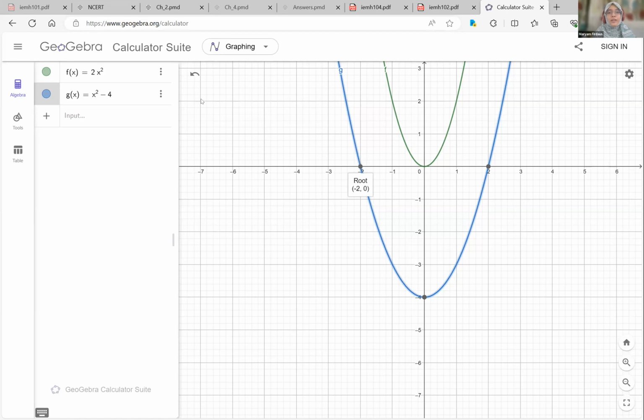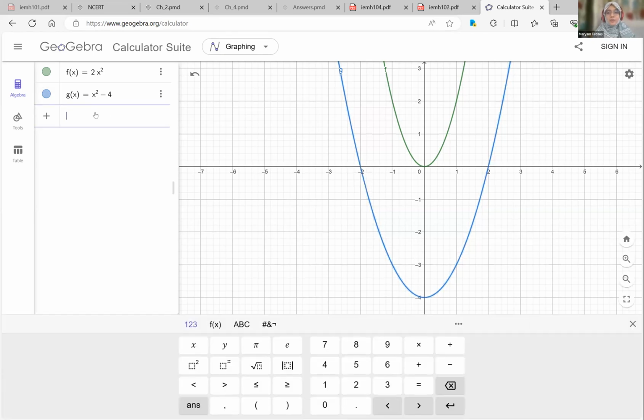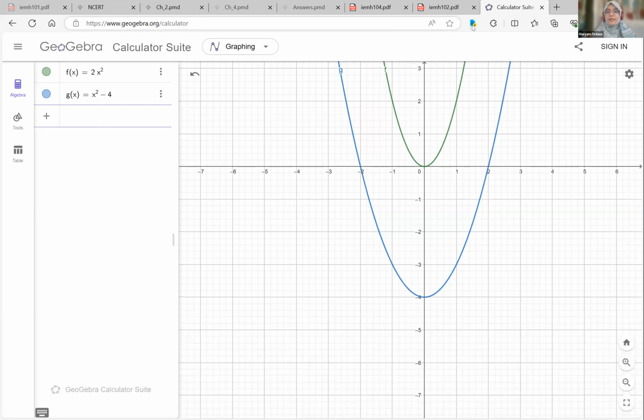Here we have a quadratic equation. So this one has 2 roots. When you have a cubic equation, you're going to have 3 roots. Okay? So anyway, can you do a graph for cubic also?